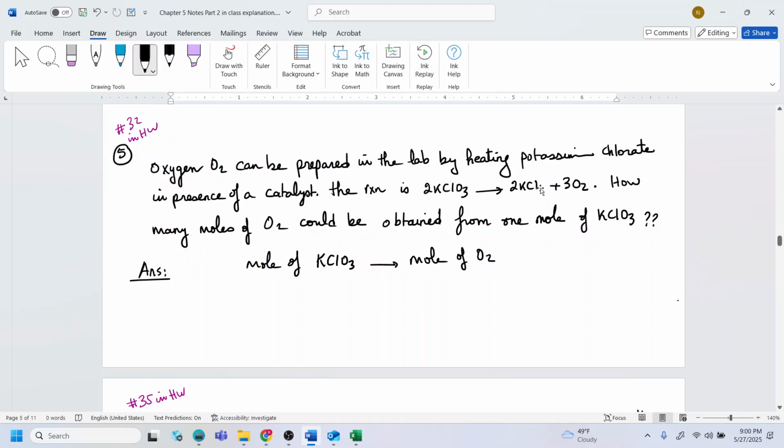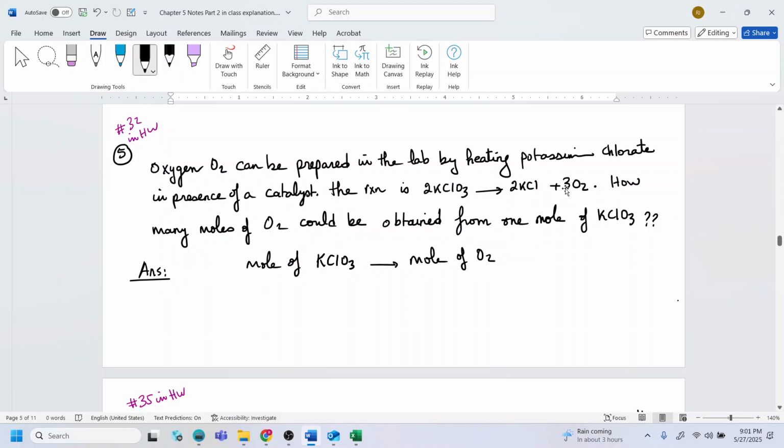I give you the equation, you need to balance the equation. You do not proceed with your calculations without making sure that the equation is balanced. The question is how many moles of oxygen could be obtained from 1 mole of the potassium chlorate. So you need the moles of oxygen. You can relate the moles of the oxygen to the moles of the potassium chlorate, right? Because we know that for every 2 moles of the potassium chlorate, you are making 3 moles of oxygen, right?